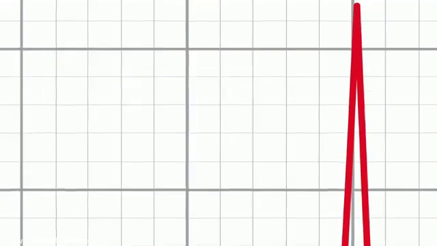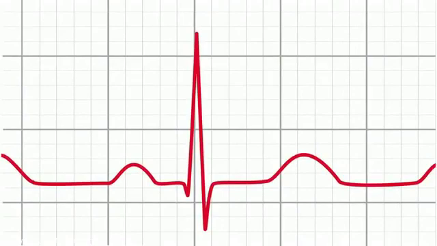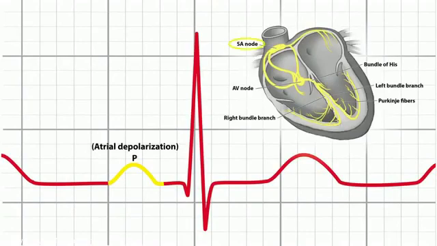So let's look at a normal ECG here. What is the first bump in the tracing? Remember, that's going to be your P wave. And the P wave is going to represent atrial depolarization. Now, the signal is starting in the SA node, and then it's going to travel through the atria and then get to the AV node.